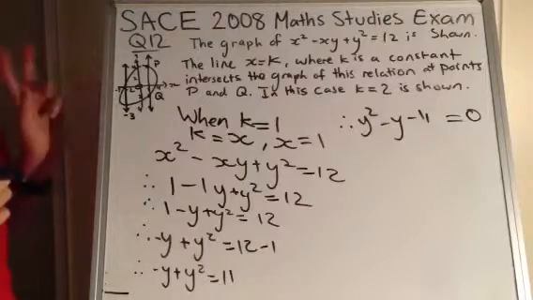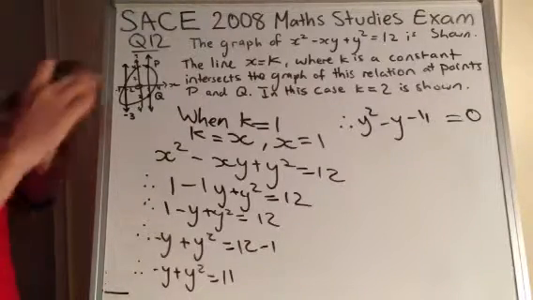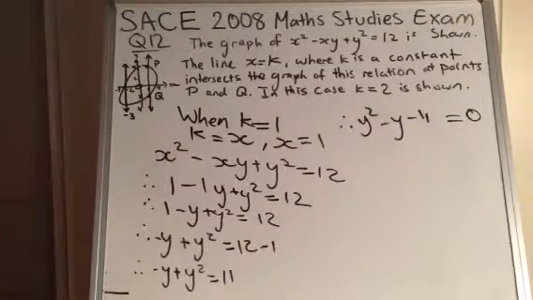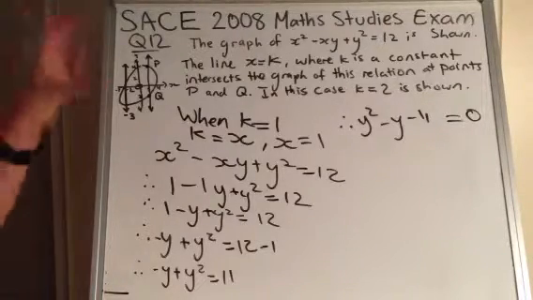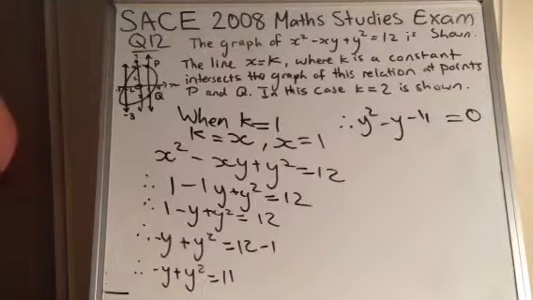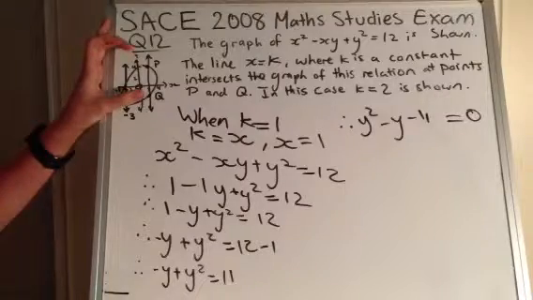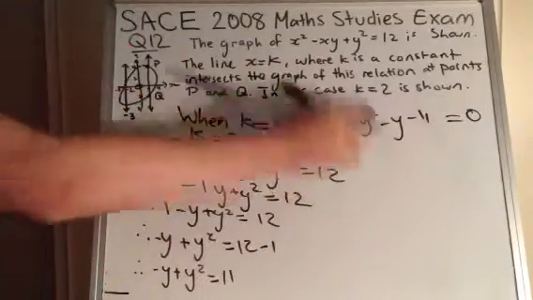Now we know that both P and Q lie on the line x equals 1. If they lie on that line, then both the x coordinates are the same, so therefore both the different y coordinates are going to be a result of this.